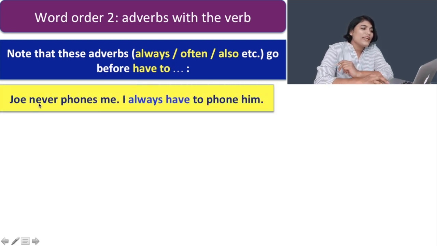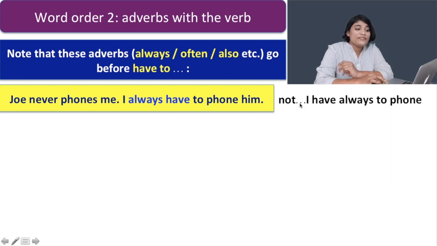Here, Joe never phones me. I always have to phone him. Here you find have to, and before have to, you have to put the adverb always. But you never say I have always to phone. This is not the correct order. You don't put always in between have and the preposition.